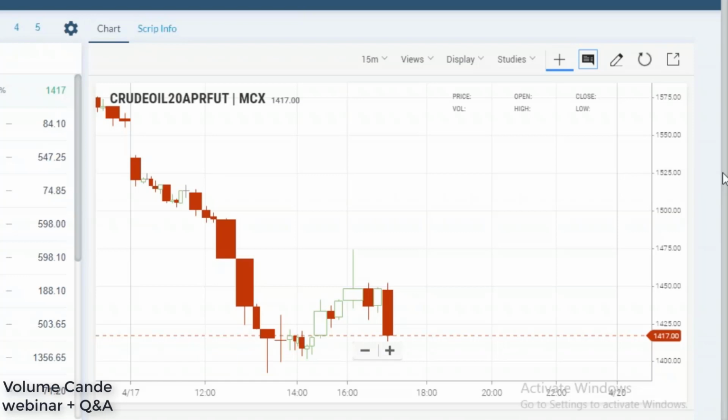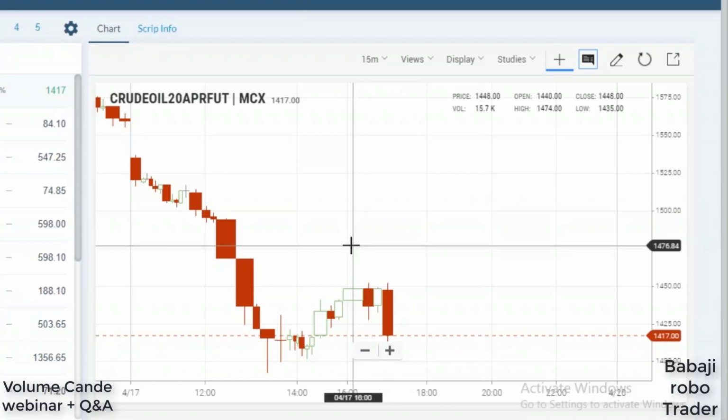Need any confirmation candle? No, because this pin bar itself is the confirmation candle. Okay, when you see a pin bar, that is the candle telling you the market is going for a reversal. As for time frame, we can choose any time frame. For intraday we are choosing 15 minutes.